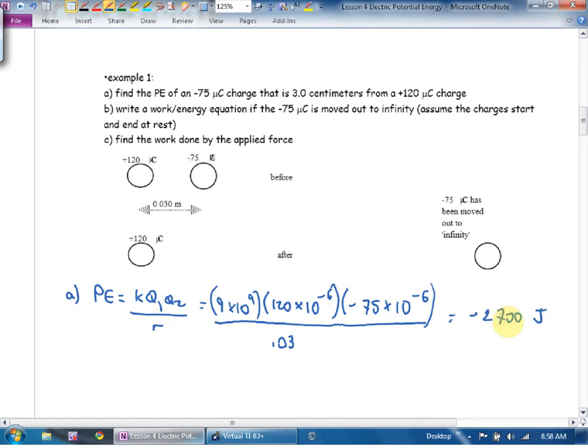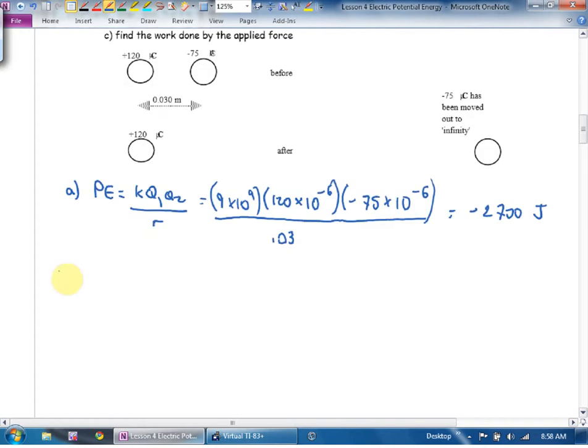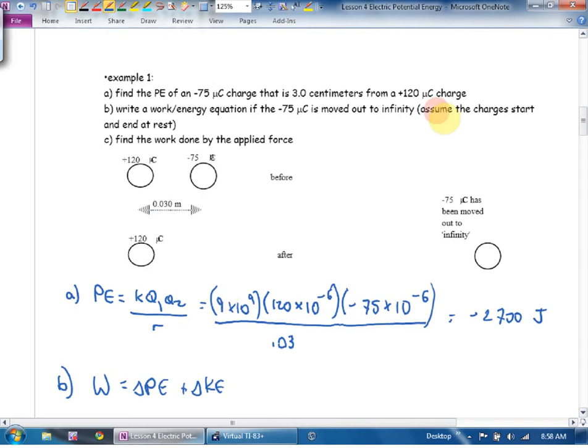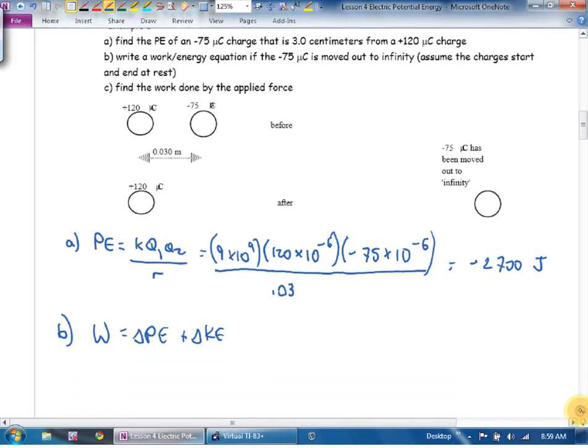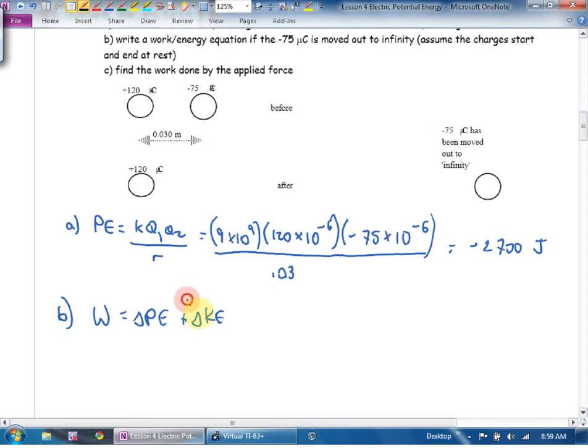So B says, write a work energy equation if the negative 75 microcoulomb charge is moved out to infinity. Okay. B. Work equals change in potential plus change in kinetic. What does it say to assume? Starts and ends at rest, so... What's change in anything? Potential energy final minus potential energy initial.